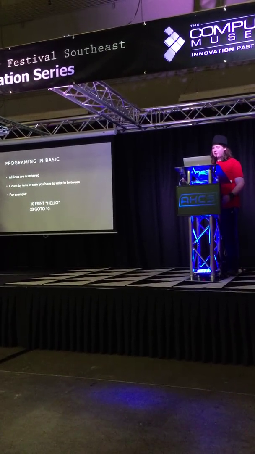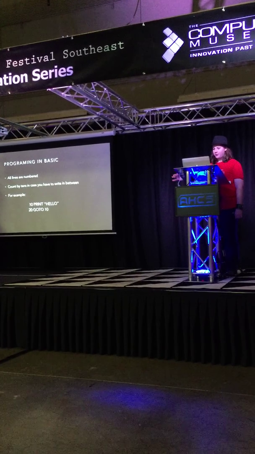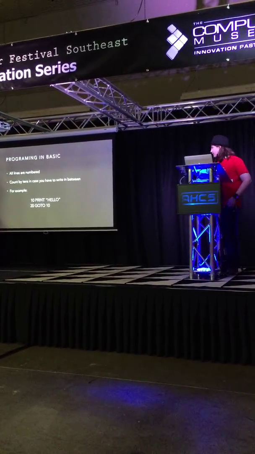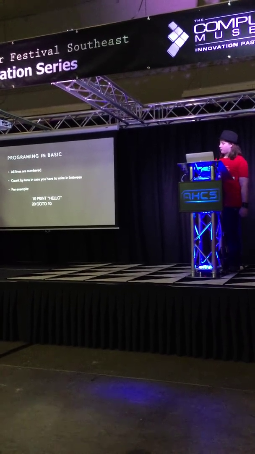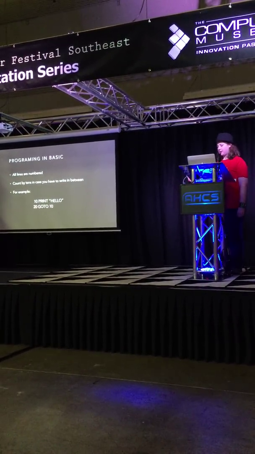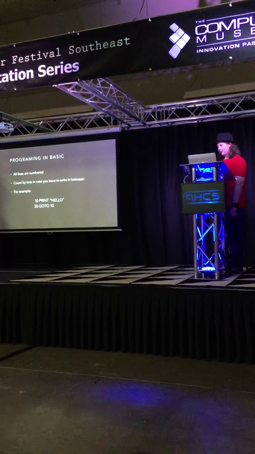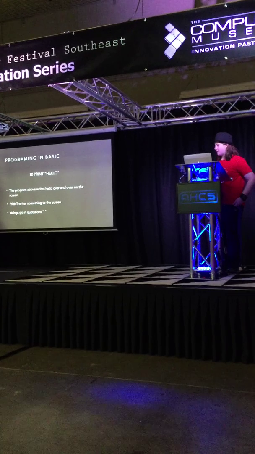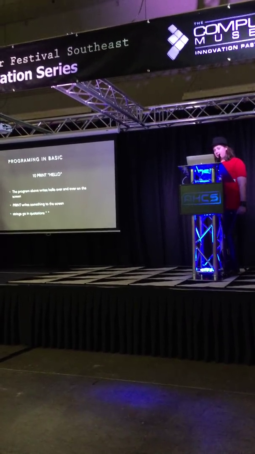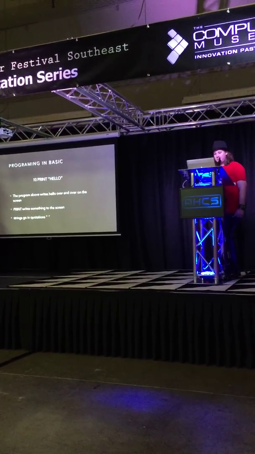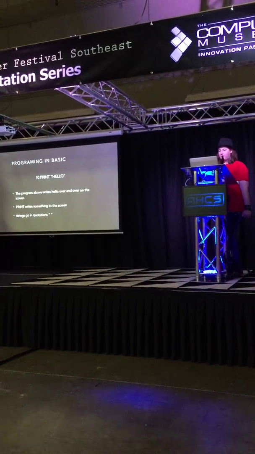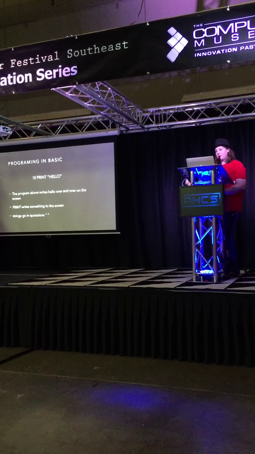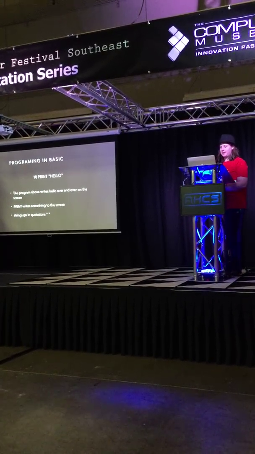When you're programming, all of your lines are numbered, and most people count by tens in case you have to write in between lines. For an example, here's one of my programs. It's just 10 PRINT "HELLO", and 20 GOTO 10. So what this program does is it writes hello over and over again on the screen. The PRINT command just writes whatever to the screen, and strings like hello go in quotation marks. It's an important thing to remember.